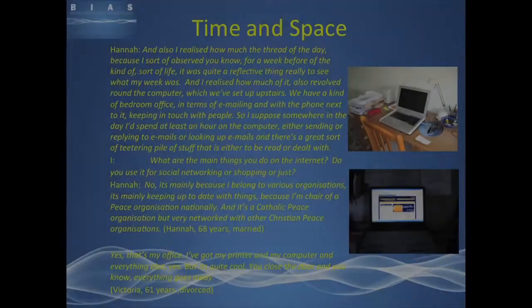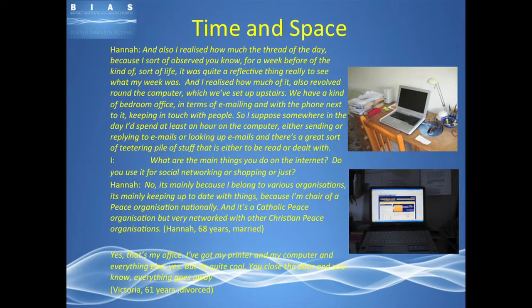Well, although having said that, there would be certain purposes. So for Hannah, she was involved in a lot of social groups, and this was a very good way of keeping up to date with different groups and activities and things that were going on. And Victoria says, yes, that's my office. I've got my printer and computer and everything, and it's quite cool. You close the door, and everything goes away.